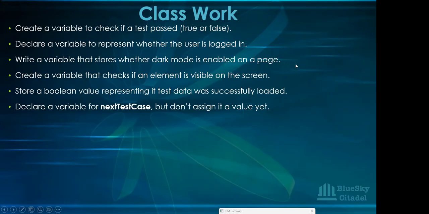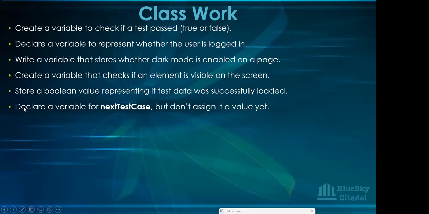This is also going to be a boolean, which is true or false. Maybe it is in light mode, or maybe it is in dark mode. If it is in dark mode, then it is true; if it is in light mode, it is false. Create a variable to check if an element is visible on the screen. This is going to be very common, and in Playwright we have an inbuilt method for checking visibility. One method we can use is isVisible. Or a boolean value representing if the data was successfully loaded. That is also going to be a boolean.